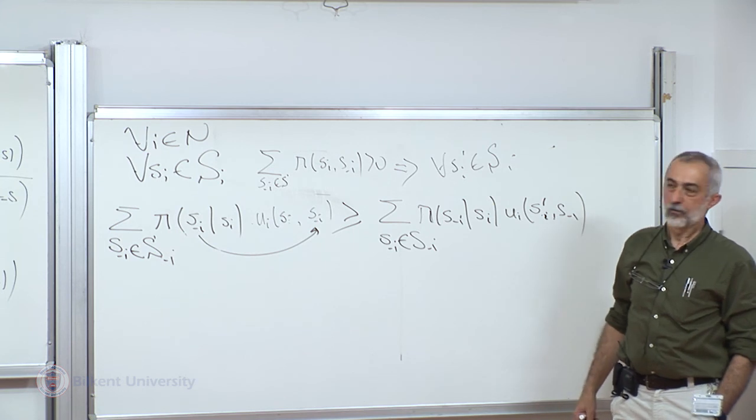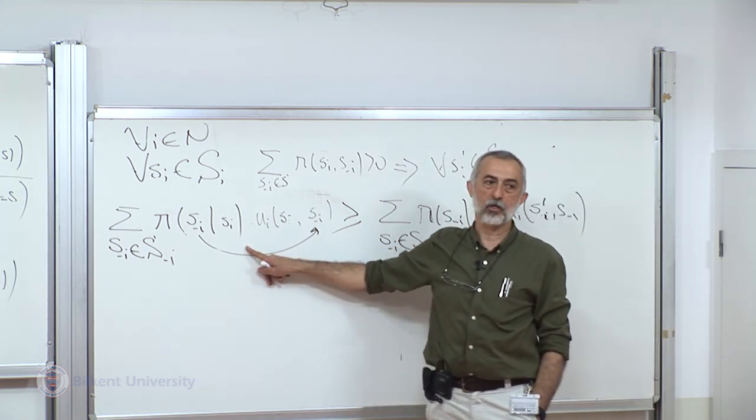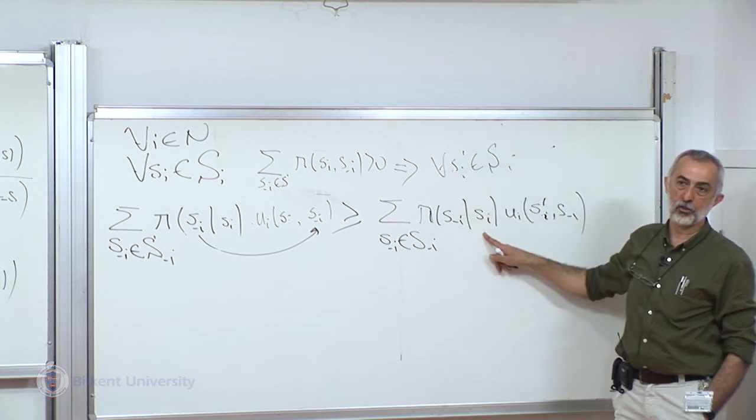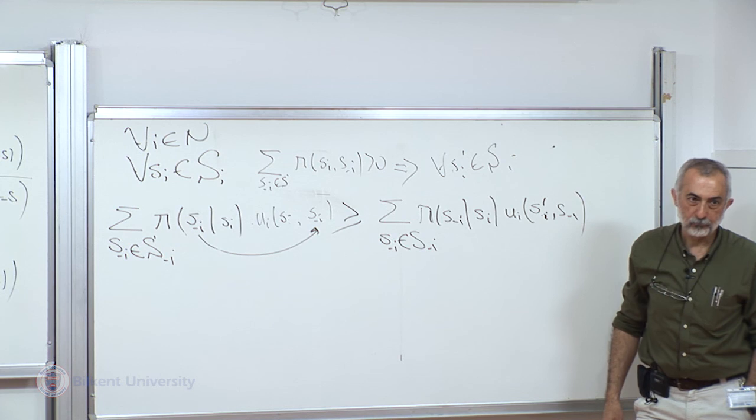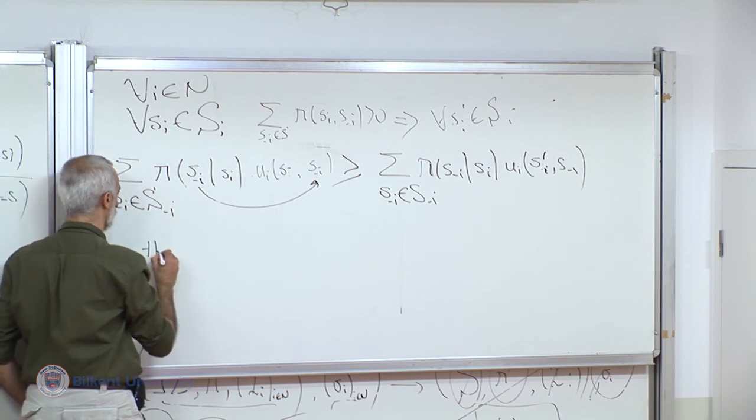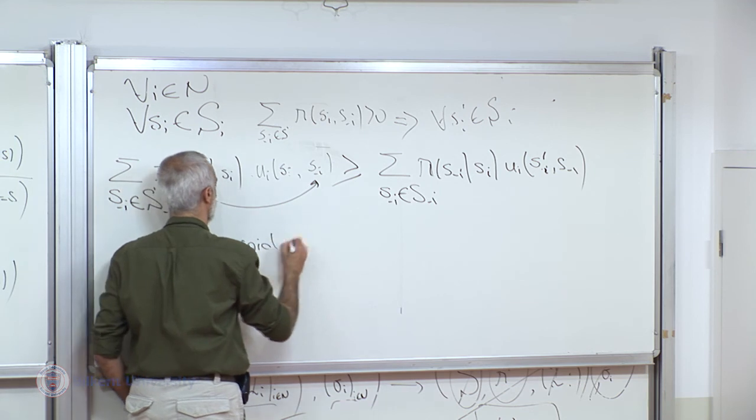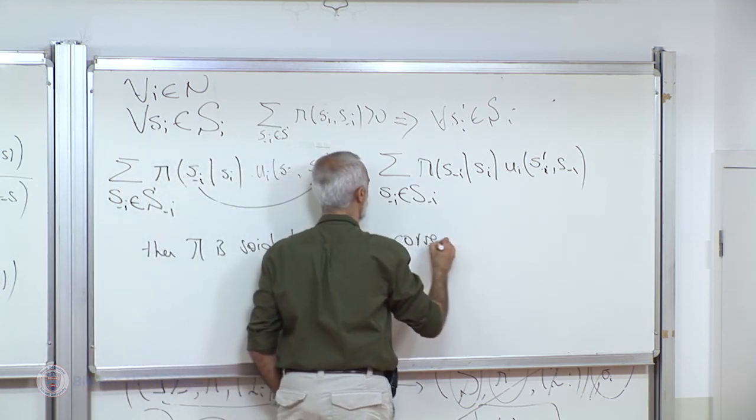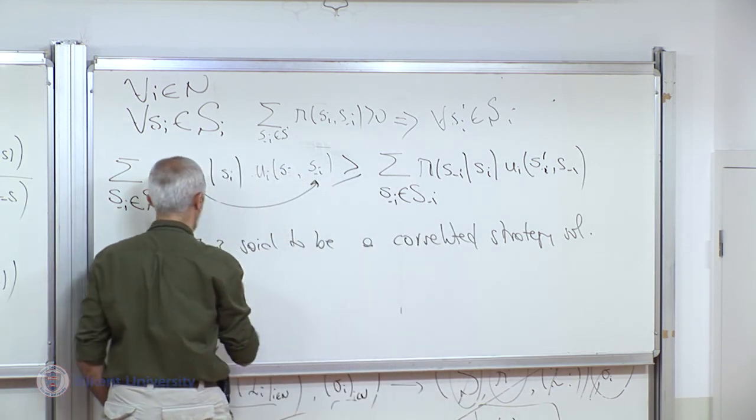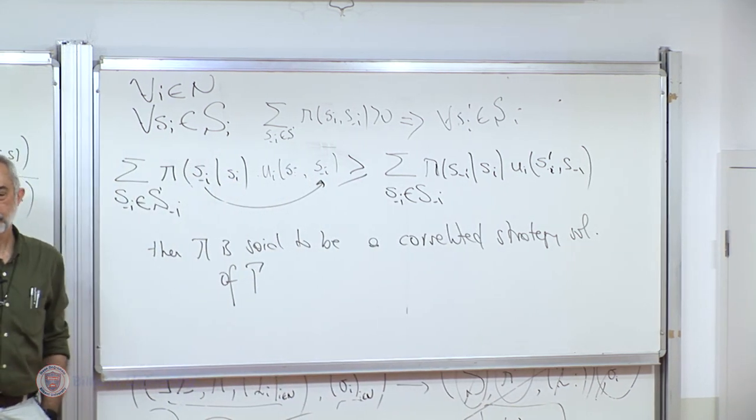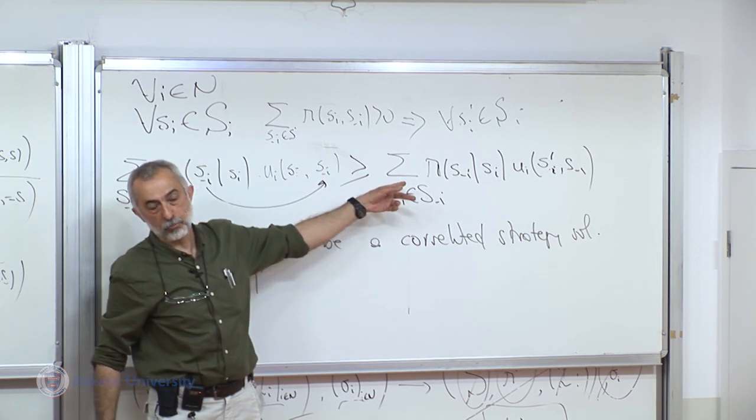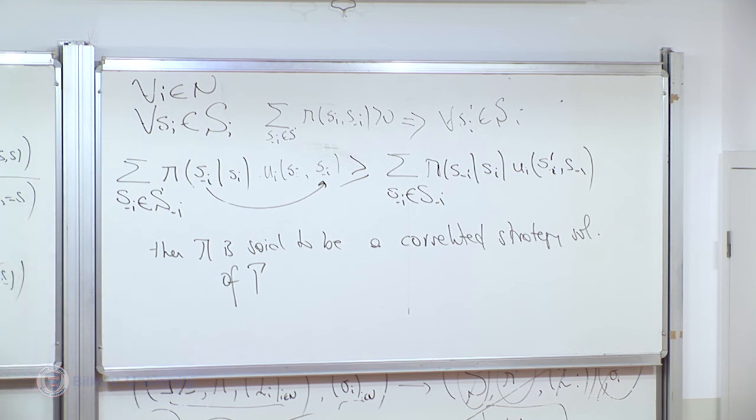Okay? So if this is the case, then the expected payoff that player I would get by following the recommendation should be no less than the expected payoff that he would get from any deviation. Okay? So far, so good? So if this is the case, then pi is said to be a correlated strategy solution of gamma, or correlated equilibrium of the game gamma. Again, when you look at it, it has the same flavor of the Nash solution. Okay? Nobody gains by deviating.